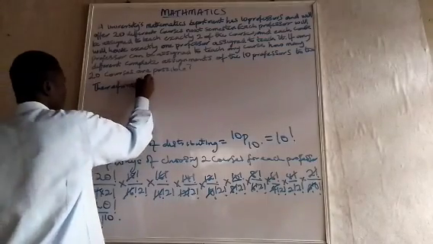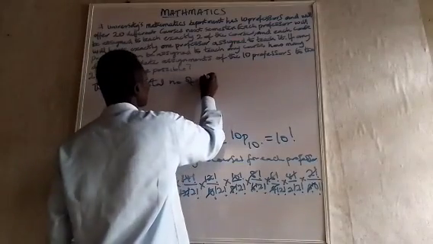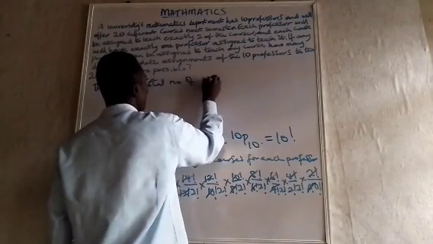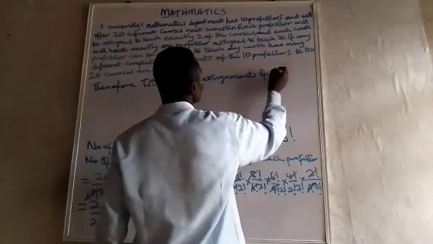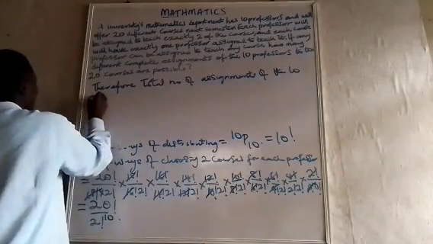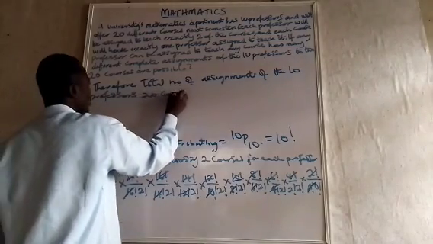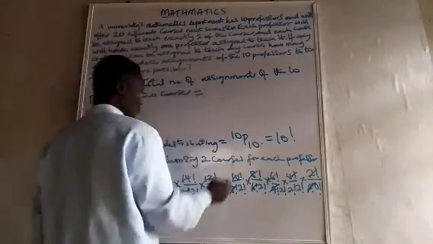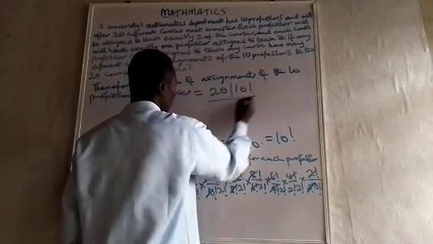Therefore, total number of assignments of the 10 professors to the 20 courses is equal to 20 factorial times 10 factorial over 2 to the power 10.